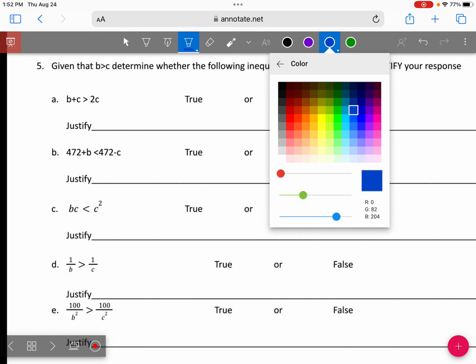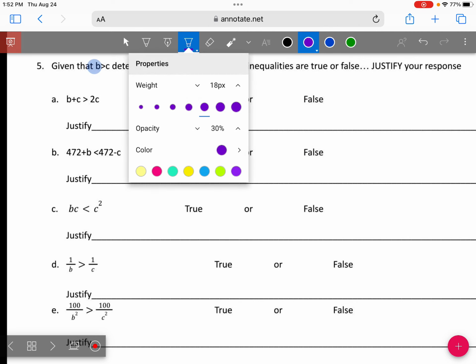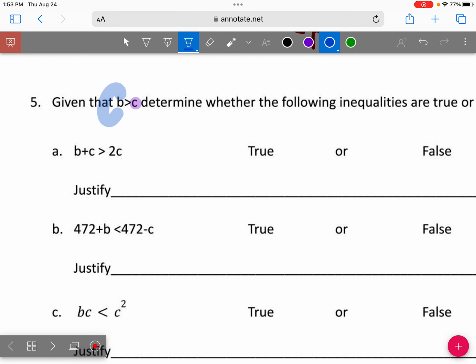I don't like that blue. I like that blue. What we know is that B is bigger than C. B is bigger. Oh, I don't like that at all. Don't do that. Okay. I know B is bigger. They've told us that. So which one's going to be bigger? The sum of a big thing and a small thing, or 2 small things? Big and small. So this side's going to be bigger, so this one is true.